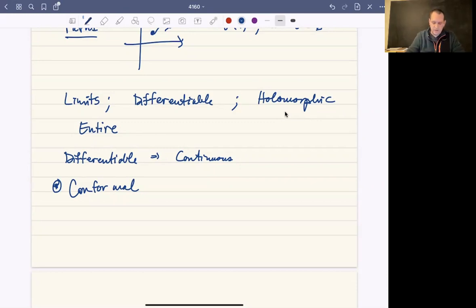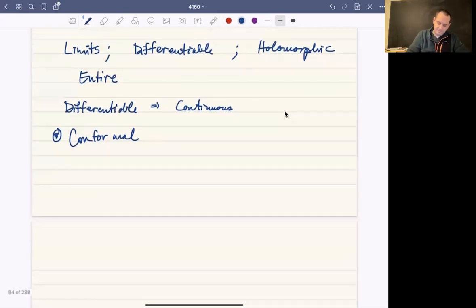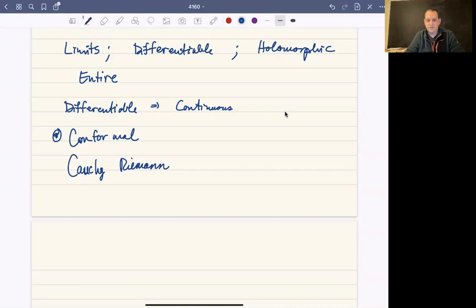So that's conformal functions or conformal maps. Next, we talked about the Cauchy-Riemann equations. So Cauchy-Riemann equations tell you that if you have a differentiable function, then there's a nice relationship between the partial derivatives of the function. So the partial derivative of f with respect to x and the partial of f with respect to y, there's a nice relationship between those if the function's differentiable at a point.